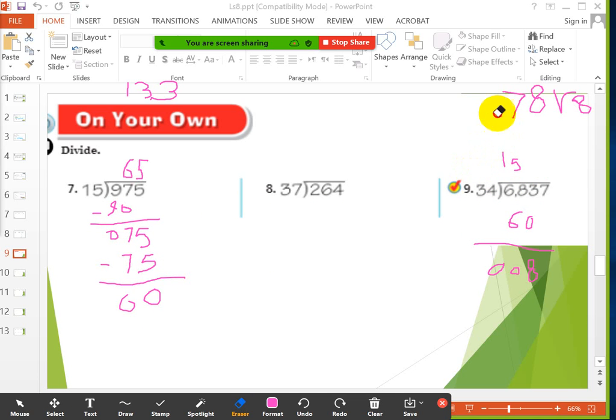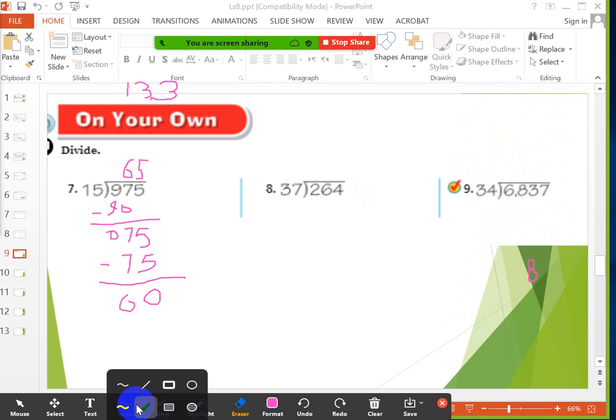Let's divide 264 by 37. Let's start with 2. Can I divide 2 by 37? No. I will take the 6. Can I divide 26 by 37? Also no. So I will take the 4. So the first digit in the quotient will be in the ones digit, okay? So I will divide 264 by 37.